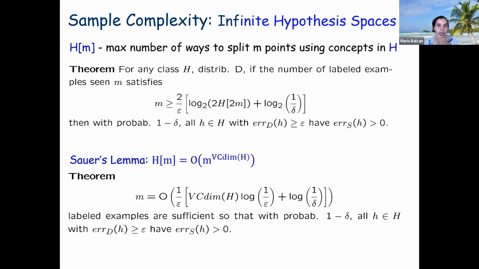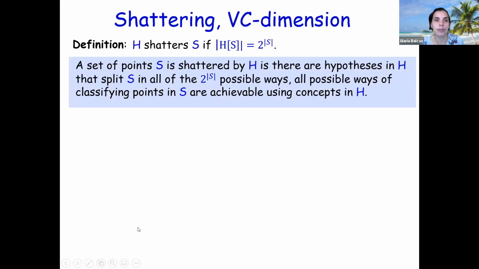And so it turns out that Sauer's lemma tells us that, for the VC dimension of hypothesis space H, the shattering coefficient H of m is, roughly speaking, m to the power of the VC dimension. So if I combine the bound that contains the shattering coefficient, this first part of the bound, with Sauer's lemma, then I get a nice bound in the end. Okay, let me go through this a little more slowly.